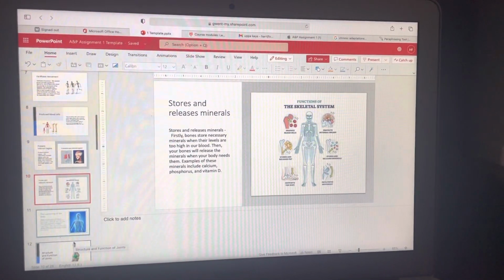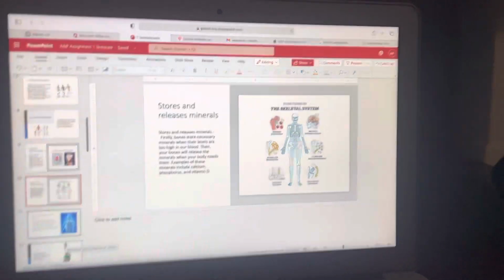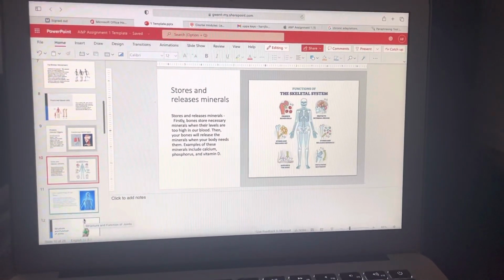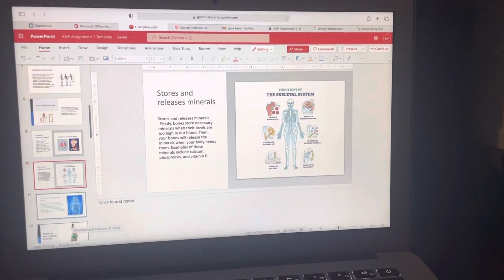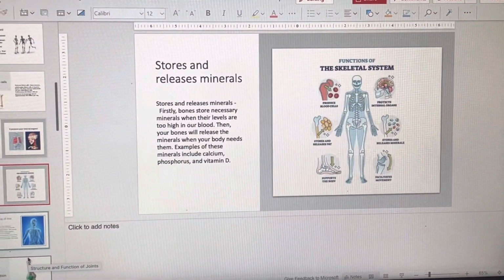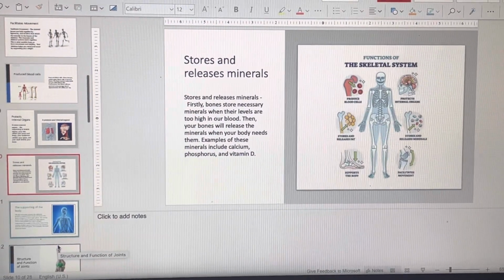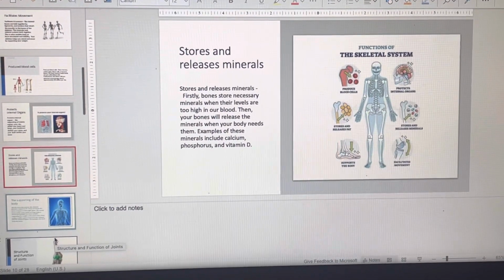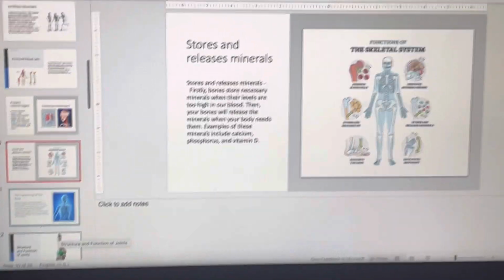Stores and releases minerals. So firstly, bones store necessary minerals when their levels are too high in our blood. Then your bones will release the minerals when your body needs them. Examples of these minerals include calcium, phosphorus, and vitamin D.